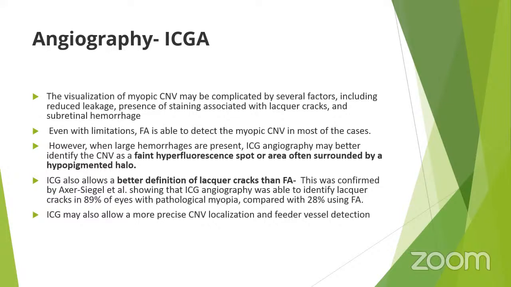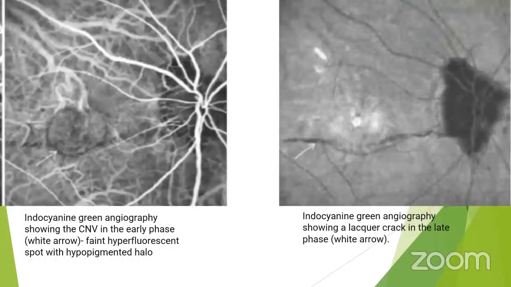ICG also allows for better definition of the lacquer cracks than FFA, and ICG allows a more precise CNV localization and feeder vessel detection. So here in indocyanine green angiography in the early phase, pointed by the white arrow, we can see a faint hyperfluorescent spot with a hypopigmented halo, and in the late phase, we can see a lacquer crack.